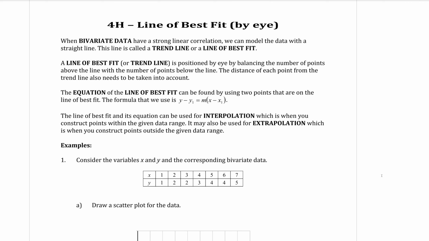Here it is, bivariate data. When we have bivariate data and there is a strong linear correlation, we wouldn't worry if it was a weak one, we're not going to get a very good idea anyway. But if it's a strong linear correlation, we can model the data with a trend line or a line of best fit. We are going to be using the by eye method.